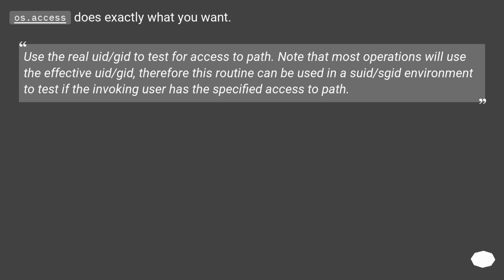os.access does exactly what you want. Use the real UID/GID to test for access to path. Note that most operations will use the effective UID/GID, therefore this routine can be used in a suid/sgid environment to test if the invoking user has the specified access to path.